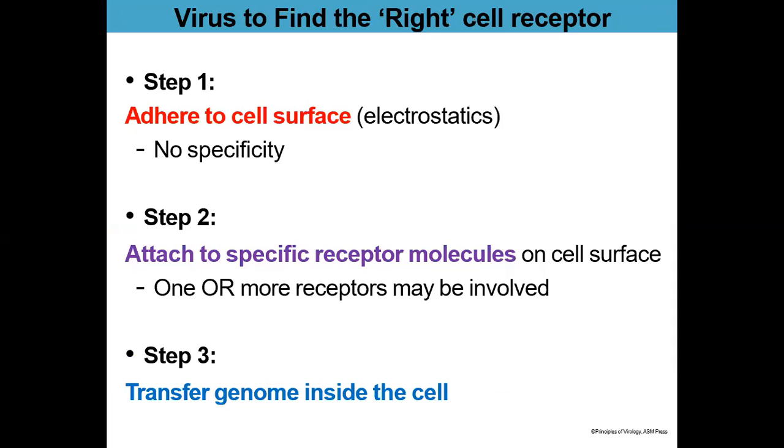Right? So there are some steps for that. We have three steps for that. The virus has to find the right cell. As I told you, receptors are specific. All the cells are not able to take in all the viruses.